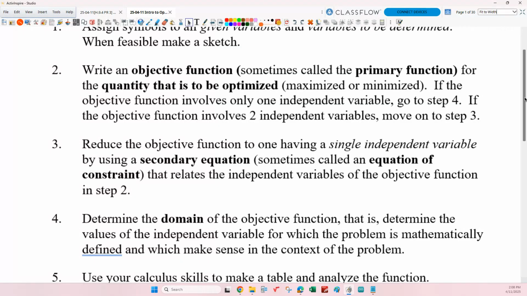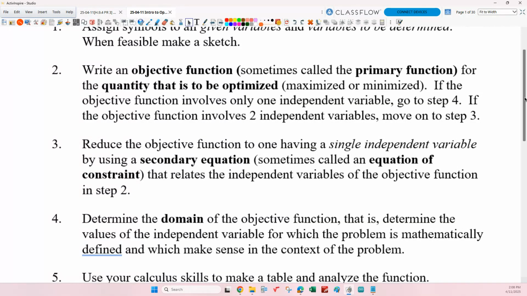So if there's only one other variable, like let's say we have the volume of a sphere, then volume is my objective function, V equals 4/3 pi r cubed. Well, there's only one independent variable, r. It's volume as a function of a single variable, r. Agreed? So I don't have to do anything.